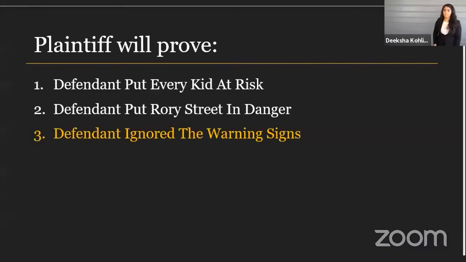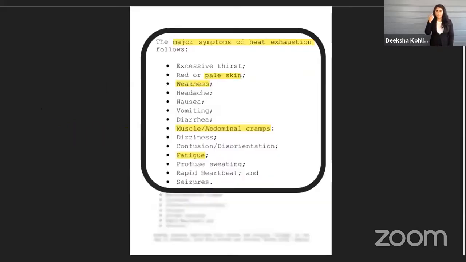Which brings me to point number 3. The defendant ignored the warning signs. Today, one of Rory's teammates will take the stand. She'll testify that when the defendant created this tackling line, Rory's face was pale. Her hands were on her hips. She was struggling to breathe. And when the other players knocked Rory down, she struggled to get up.